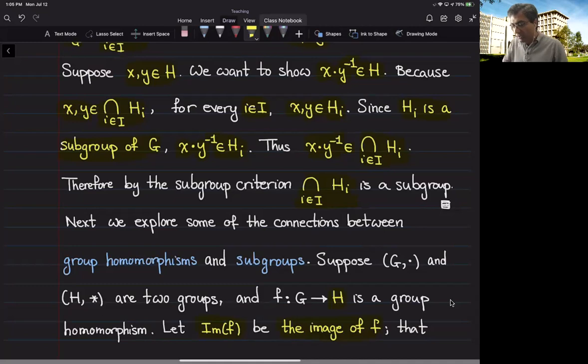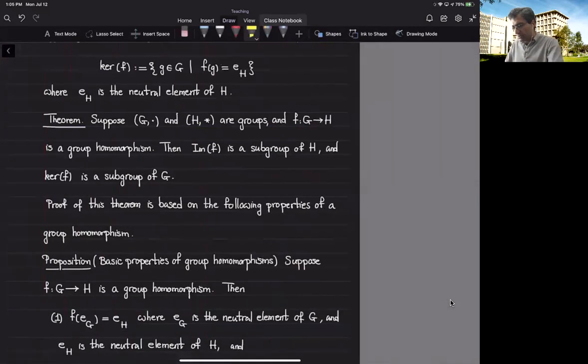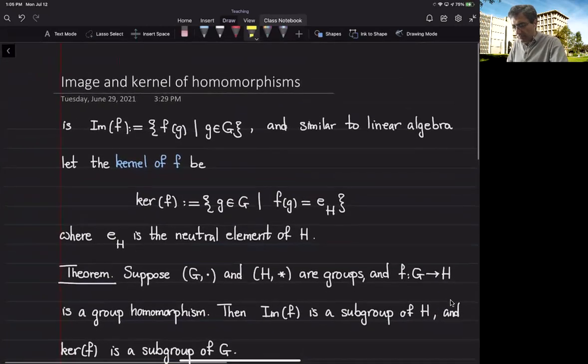The image of f is simply the set of all the values that f takes as g ranges inside the domain. And the kernel of f, similar to linear algebra, is the set of all the elements of the domain that are killed, that are mapped to the neutral element. In the linear algebra setting, the neutral element is 0, so everything is sent to 0. Here, the neutral element depends on the group operation, so let's denote it by e sub H. That's the neutral element of my codomain H.